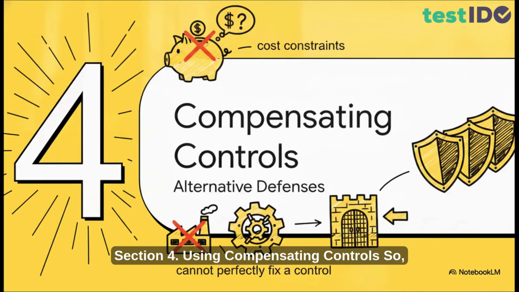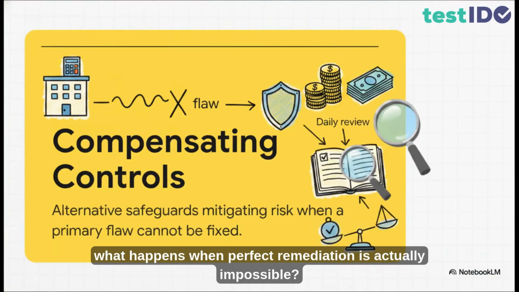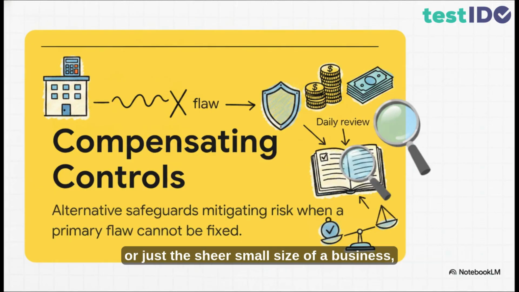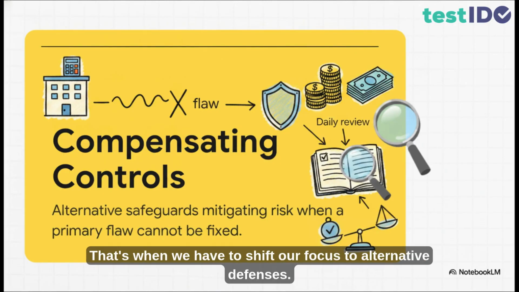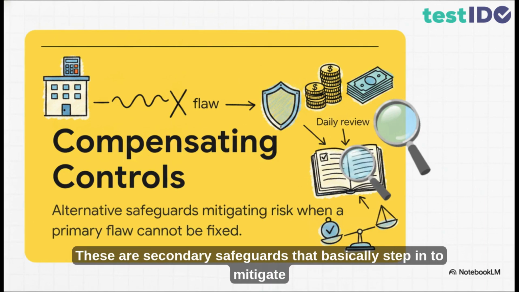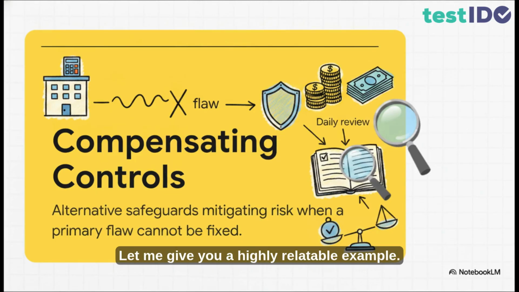Section 4. Using compensating controls. So, what happens when perfect remediation is actually impossible? Because, let's be honest, sometimes due to tight cost constraints or just the sheer small size of a business, a company simply cannot perfectly fix a control. That's when we have to shift our focus to alternative defenses. We call these compensating controls. These are secondary safeguards that basically step in to mitigate the risk when a primary flaw just can't be easily fixed. Let me give you a highly relatable example.